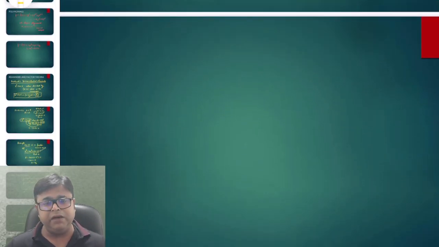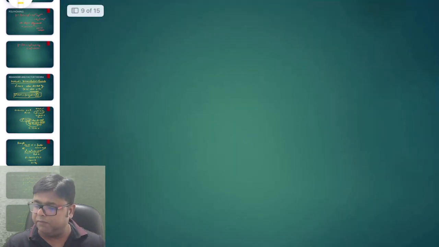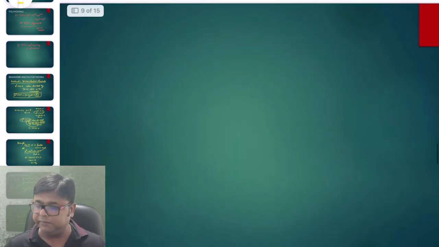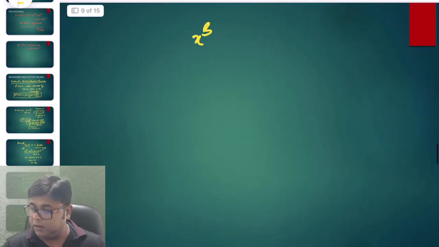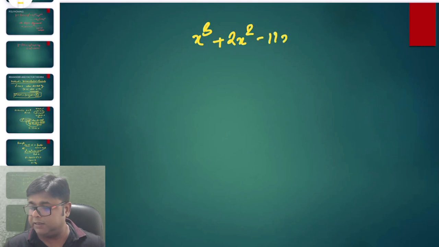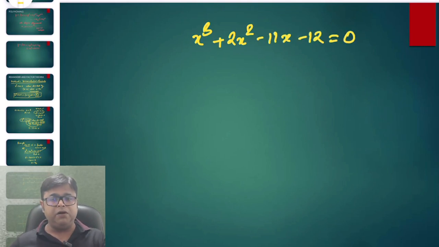Now the next thing that we need to know is how to find roots of a cubic polynomial. Either I know one of the factors, then I can find the other two very easily, or if I do not know, then I have to find the first root through hit and trial. So suppose I give you one equation: x cube plus 2x square minus 11x minus 12 equal to 0. And I have to find the roots of this cubic polynomial.